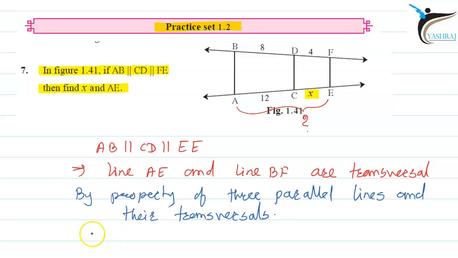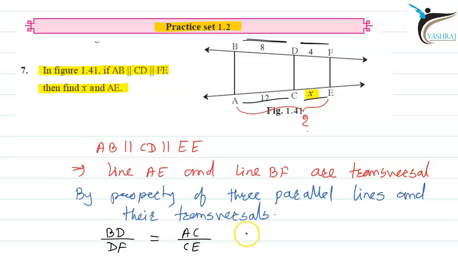So here we have BD divided by DF equals AC divided by CE. Now replace whatever known values we have. BD becomes 8, DF becomes 4, AC becomes 12 and CE becomes x.